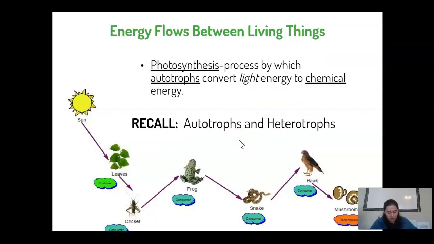Okay, energy flows between living things. So photosynthesis is the process by which autotrophs convert light energy to chemical energy. It's the only way we can get energy into our system, and we need a constant influx of it. So that's why it's very important that we have photosynthesis occurring.